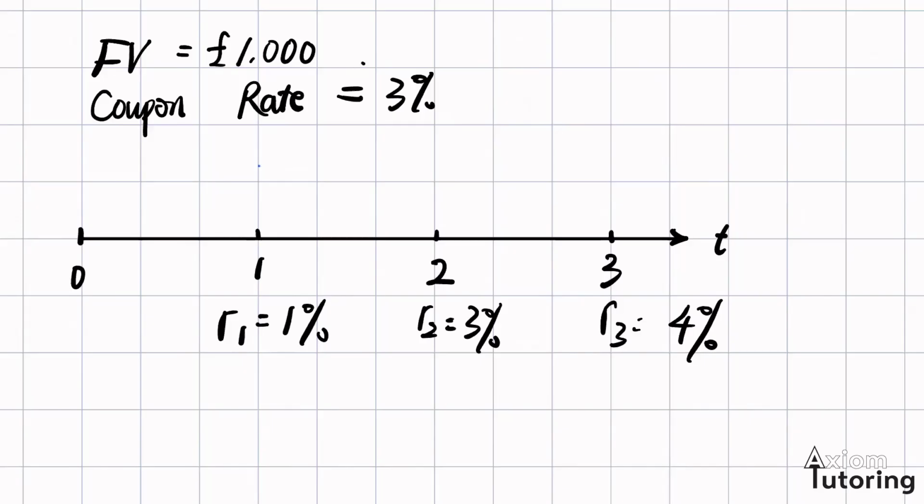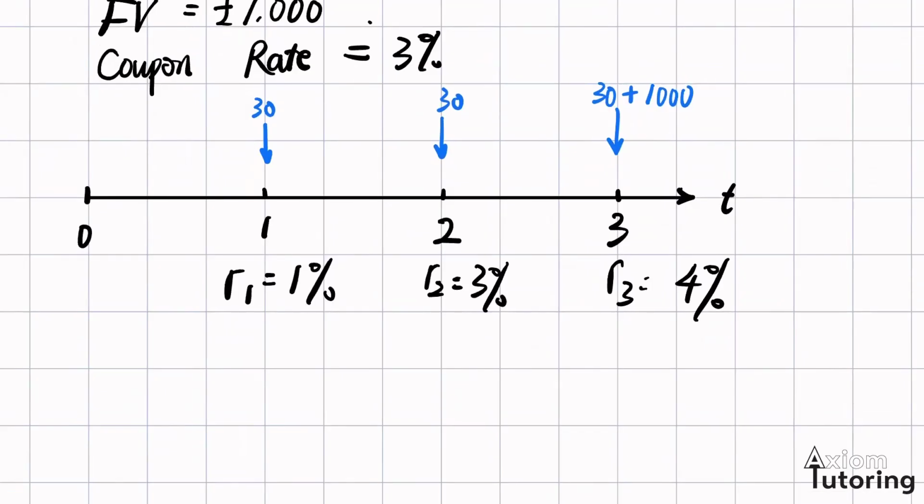So here we would have our first 30. This is our second 30, and here at the end of year 3, we would get both the third coupon payment and also the face value, which is the 1,000. So I have 3 cash flows in the future: 30, 30, and 1,030. And let's discount them back to the present.